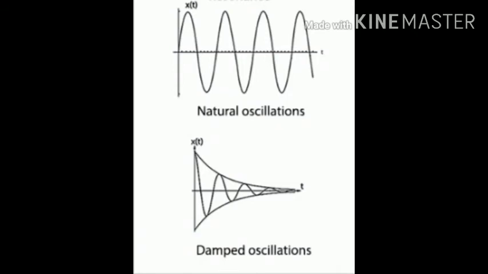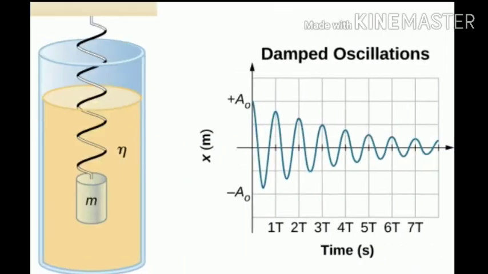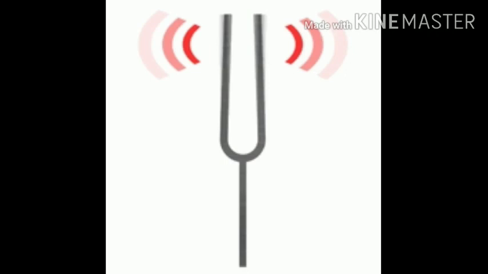The rate at which the energy is lost to the surrounding depends on two things. One is the nature of the medium, that is viscosity and density, and the second one is the shape and size of the vibrating body. So this is a displacement time graph. You can see how the amplitude decreases after the resistive force is applied.